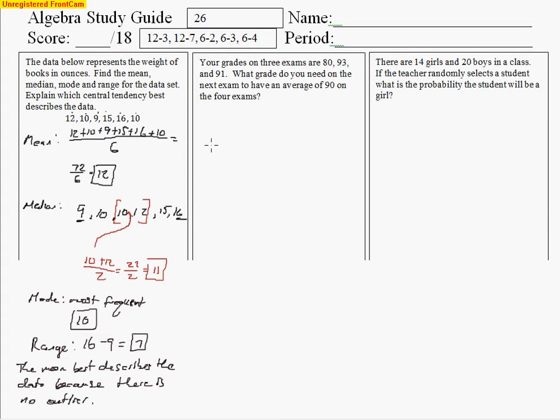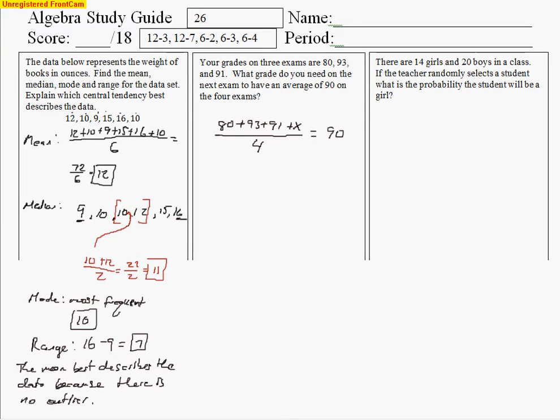So anyhow, in this next one, they're asking for what the value would be if the mean is 90. It says your grades on 3 exams are 80, 93, 91. What do you need to get on the next exam to have an average of 90 on all 4? So what we're going to do is add up the numbers that we have, 80, 93, 91, and the number that we do not have yet, x. We're going to divide by 4 because we're eventually going to have 4 exams, and we want a 90.